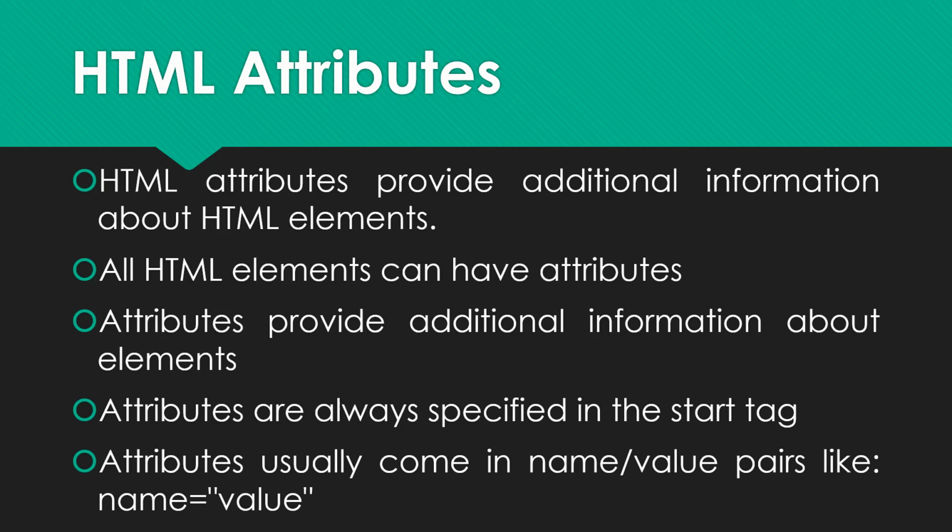Attributes usually come in the form of a name and a value. As you can see here, this is an example of an attribute. The attribute will have a name and then the value. So that's how we define attributes in an HTML element. Let's go into practicals and practice what we've just talked about.